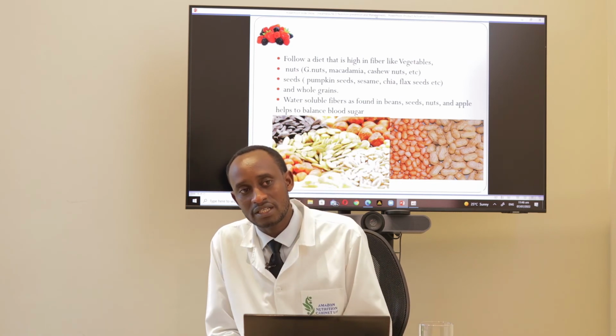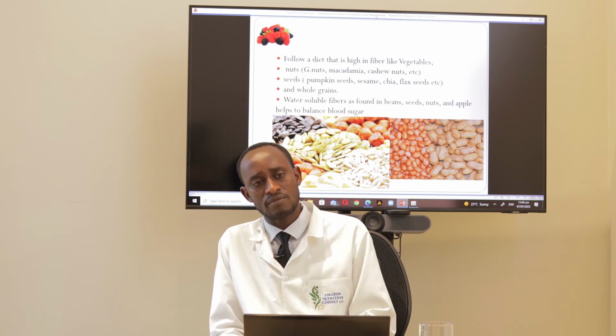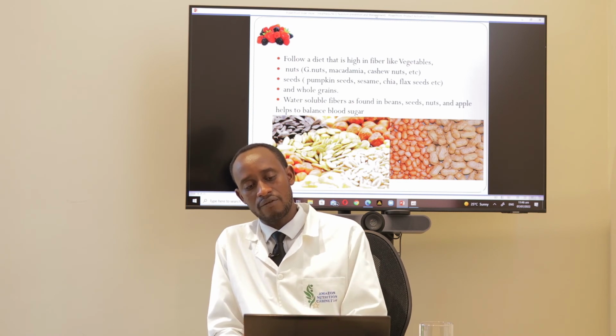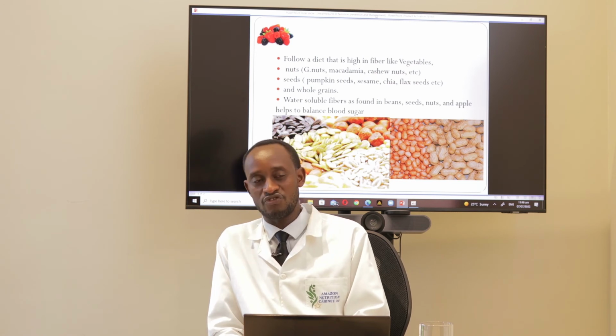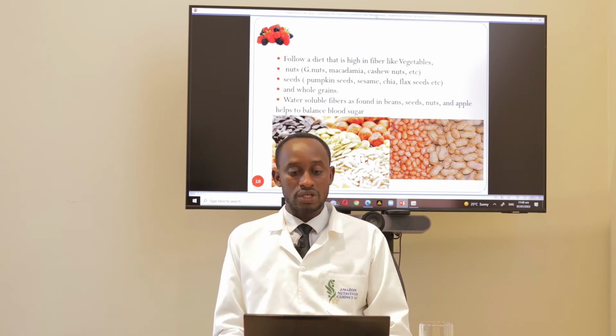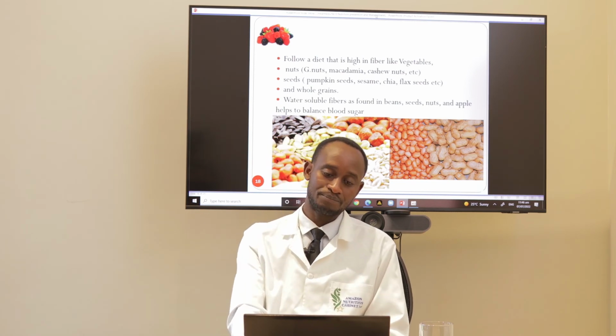Yet the seeds from the pumpkin are very nutritious, very healthy. They have a huge amount of proteins, vitamins, and mineral salts. So nuts and pumpkin seeds are very advisable for those who can afford sesame, chia seeds, flax seeds, and whole grains also. This is very key in the prevention and management of non-communicable diseases, most especially diabetes. Water-soluble fibers found in beans, seeds, nuts, and apples help to balance the blood sugar.